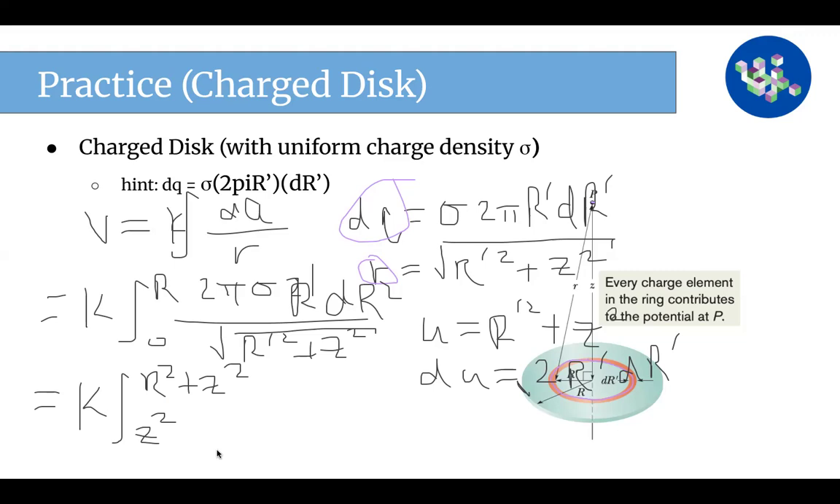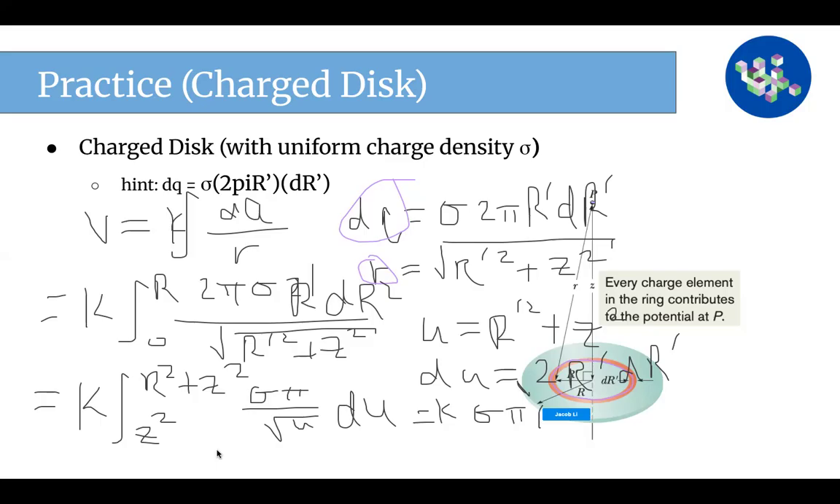And once you simplify it, let's see what I got. Okay, so I should have a sigma pi in the numerator, and then that should simplify to 1 over the square root of u du. And if you integrate that using the power rule, you should get k sigma pi.